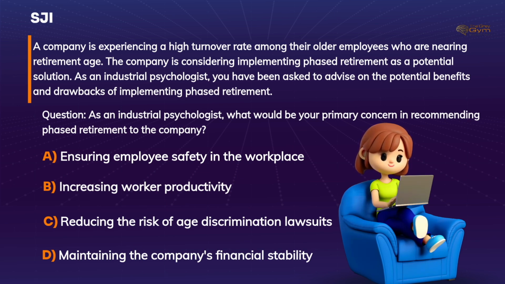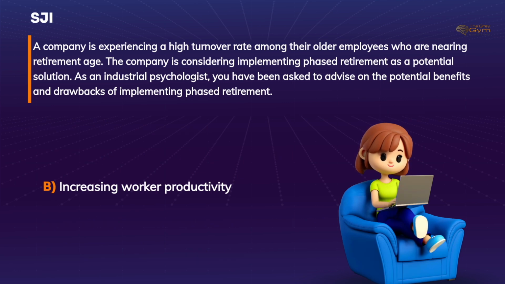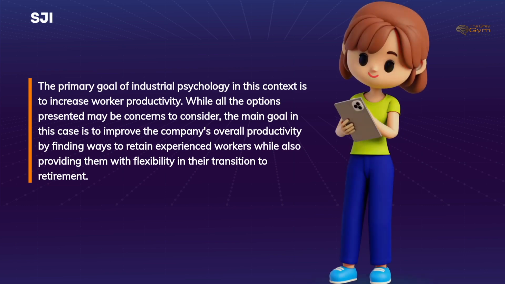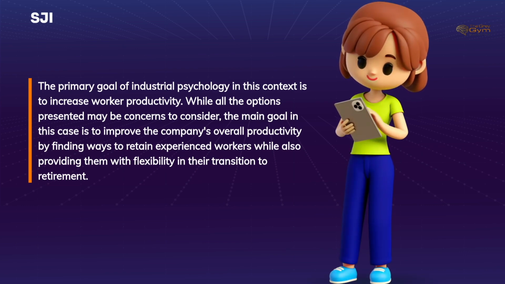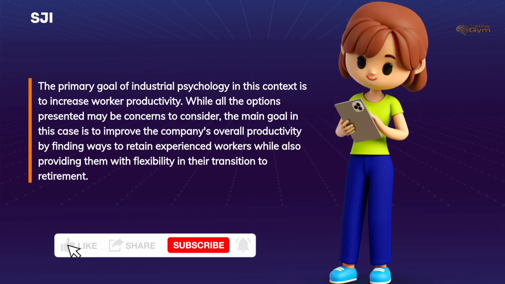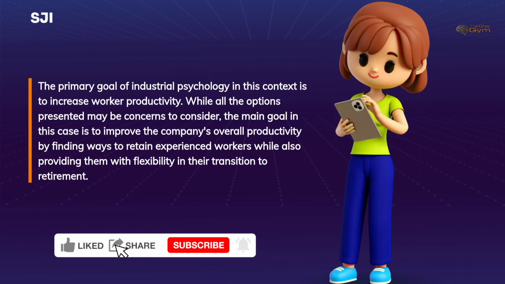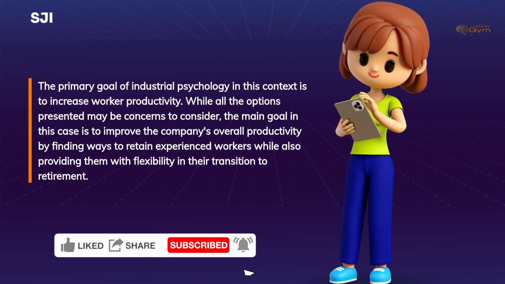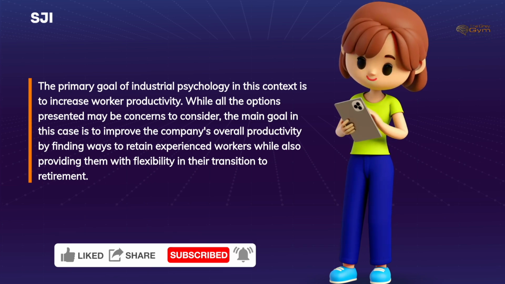So the correct answer is B. Increasing worker productivity. The primary goal of industrial psychology in this context is to increase worker productivity. While all the options presented may be concerns to consider, the main goal though in this case is to improve the company's overall productivity by finding ways to retain experienced workers while also providing them with flexibility in their transition into retirement.